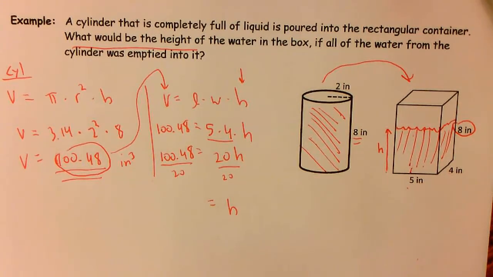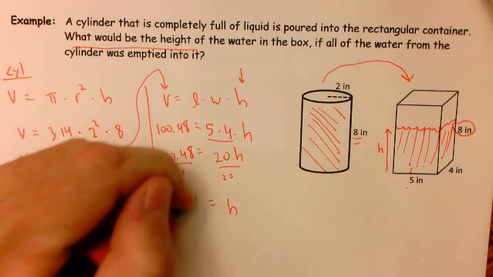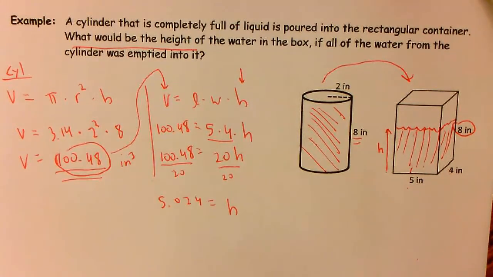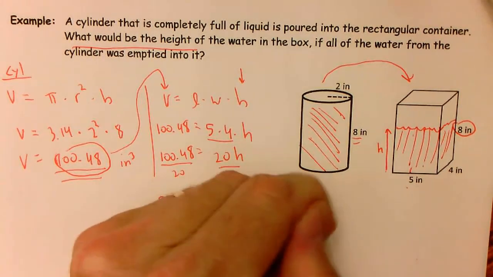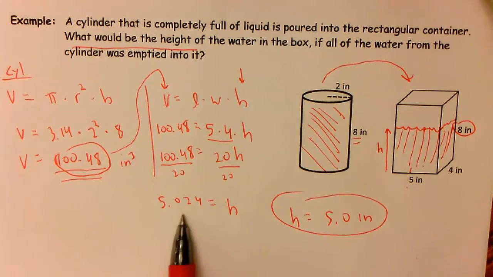100.48 divided by 20 is 5.024. And I guess that would be the exact height. If I was rounding that to the nearest tenth again, it'd be 5.0 inches, almost exactly 5 inches, 5.024.